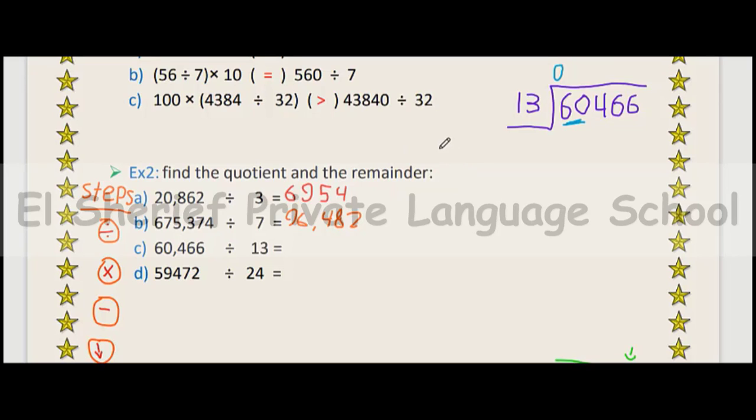What will we do? So first we take 60 divided by 13. So first we will cover 3 and 0.